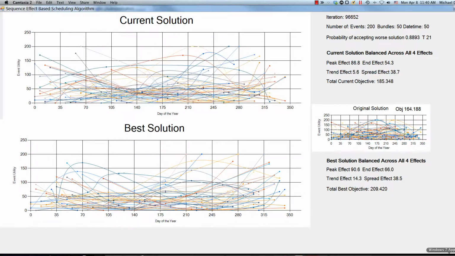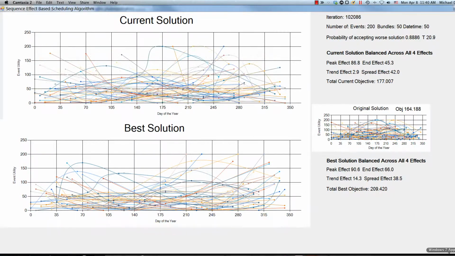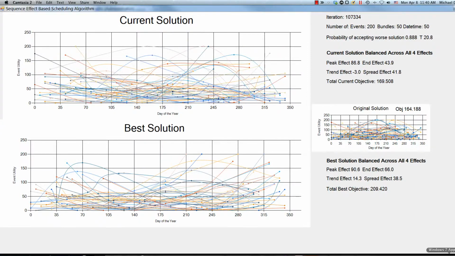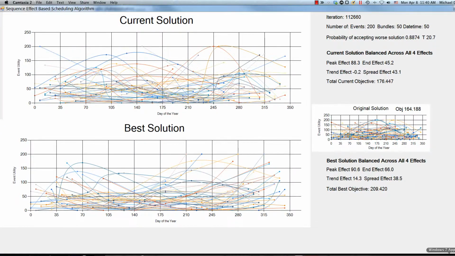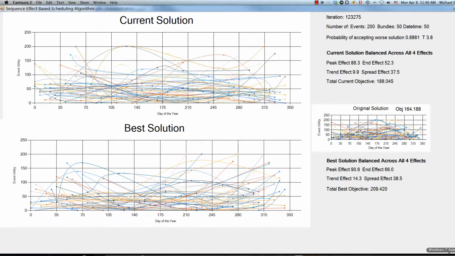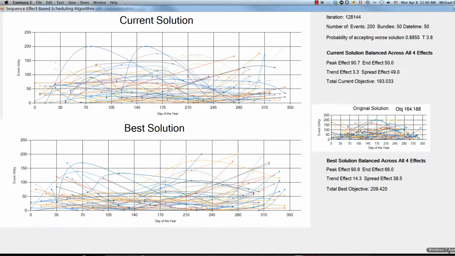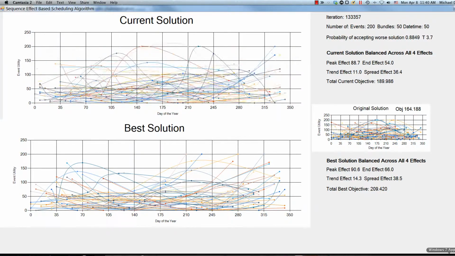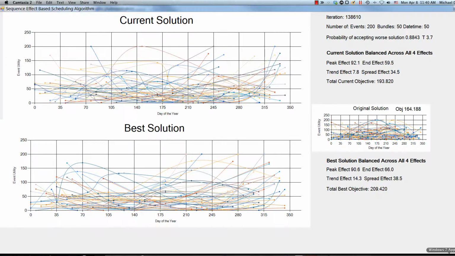In this case, this is 200 events. Think of these events as performing arts events or sporting events, or something like that. 200 events across an entire year, and you can put them just about at any date. And each date you have maybe several different locations you could put them.